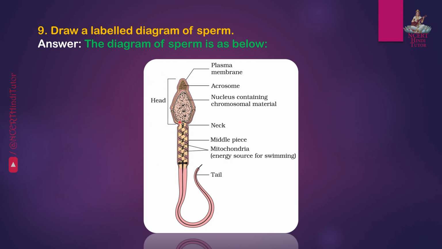So this is head, this is plasma membrane, this is acrosome, this is nucleus containing chromosomal material, this is neck, this is middle piece, these are mitochondria, energy source for swimming, and this is the tail.